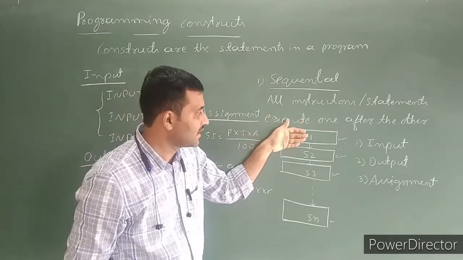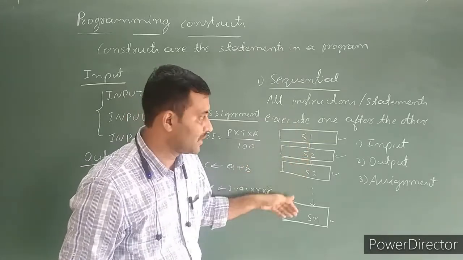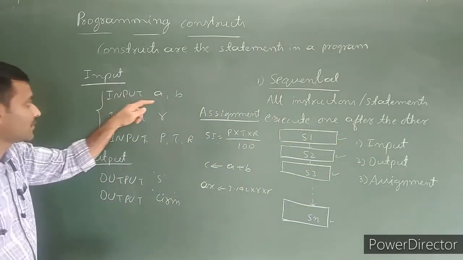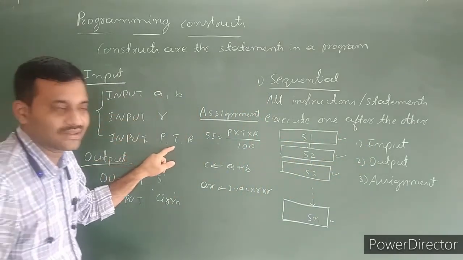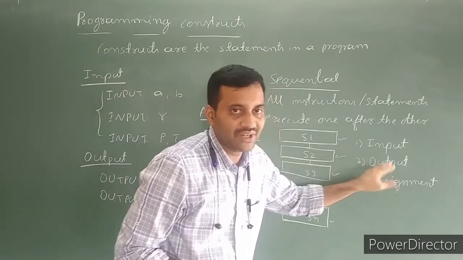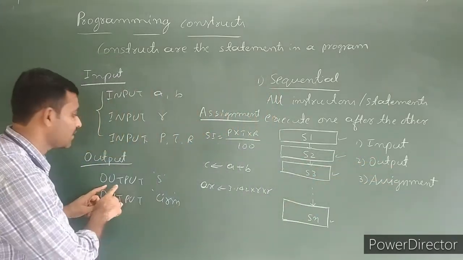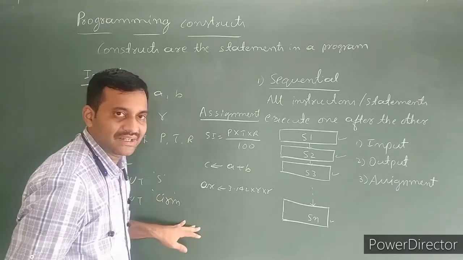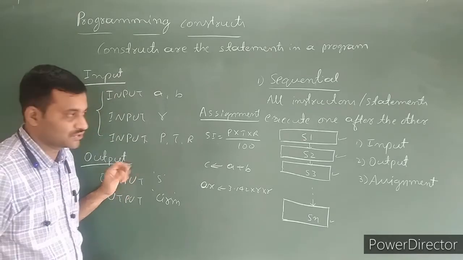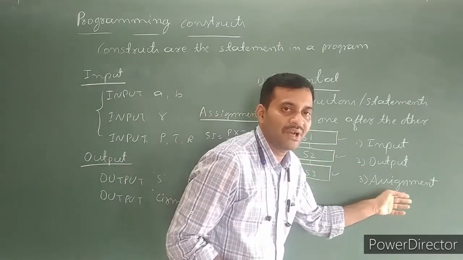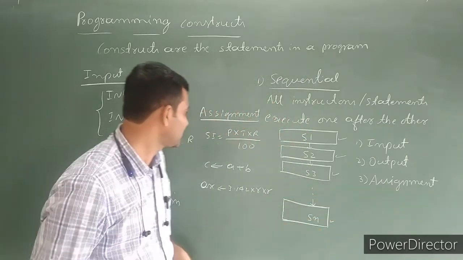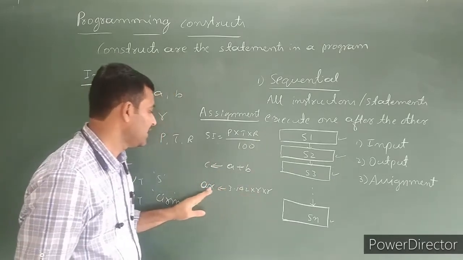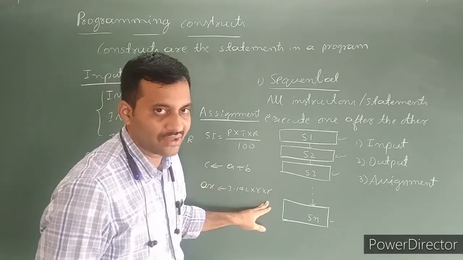sequential programming construct. All statements are executed one by one. The statements are either input statements, like input of A B, input of R, input of P T R. Then it may be output statements, as we already write in an algorithm: output S, output circumference, output area, output simple interest. So those are the examples for the output statement. Or an assignment statement, for example assign P T R by 100, C equals A plus B, then area 3.142 into R into R.